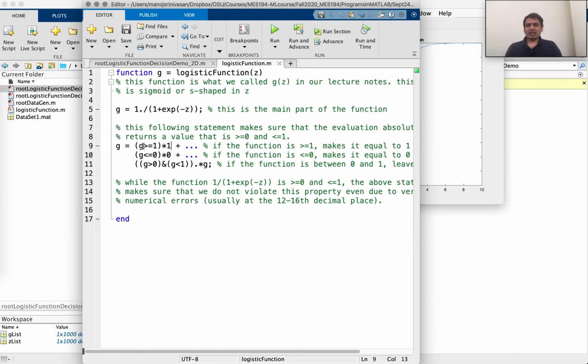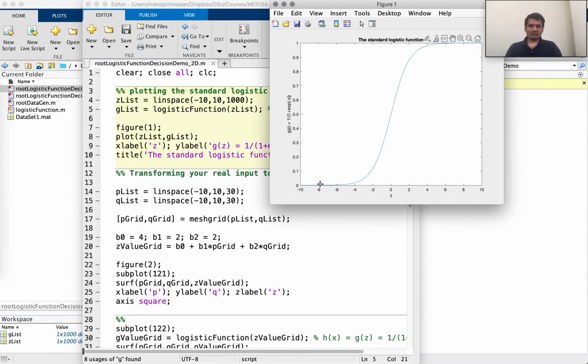This basically makes sure that if g is greater than or equal to 1, g is 1; if it is less than or equal to 0, g is 0. And when it's between 0 and 1, it's the same g as here. Okay. Anyway, so that's the logistic function we all know and like, this standard thing.